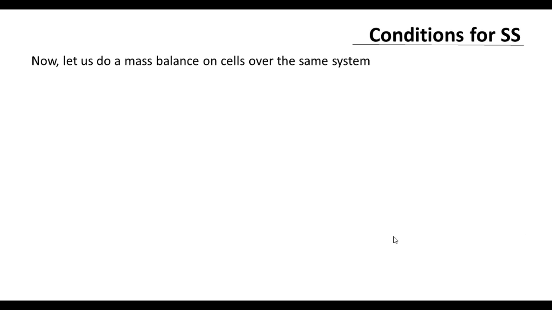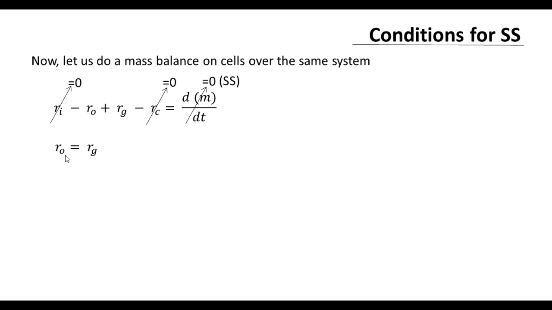Now let us do a mass balance on cells over the same system. Earlier it was total mass balance. Now we are going to do a mass balance on cells. This is the original equation. There is no input of cells. It's a sterile feed, right, into the system. Therefore, Ri is 0. There is no consumption of cells. There is no death of cells. We will assume that. So Rc goes to 0. And at steady state, any time derivative goes to 0, therefore this is 0. Therefore we get minus Ro plus Rg equals 0. Therefore the rate of output must equal the rate of generation of cells.